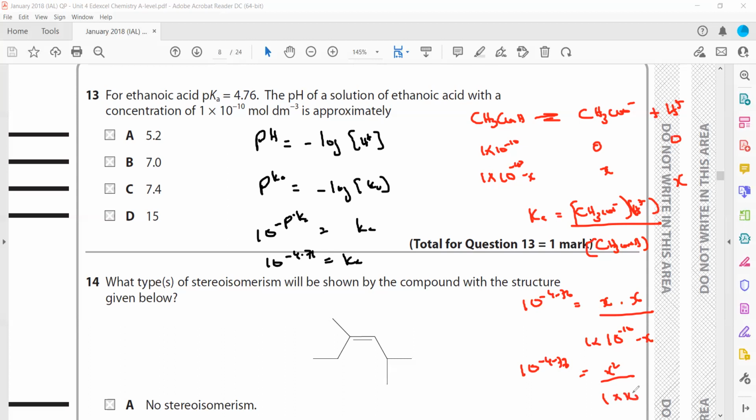So this 1 into 10 to the power minus 10 is divided on one side, on the other side it will be multiplied. So 1 into 10 to the power minus 10 multiplied by 10 exponent minus 4.76. Take a root, and this will give you the concentration of hydrogen ion. After getting the concentration of hydrogen ion, we'll use the formula that pH is equal to minus log of hydrogen ion. From this equation we get the value of X, and X is actually equal to the hydrogen ion concentration. We'll get the pH, so it will come out as 7. So 7 will be the pH of this solution.